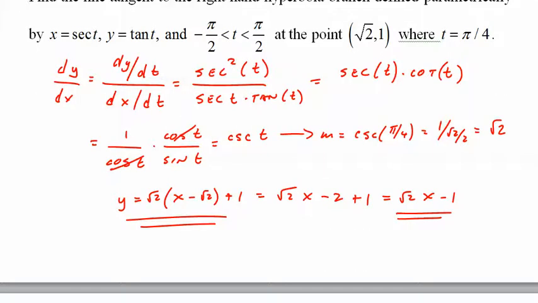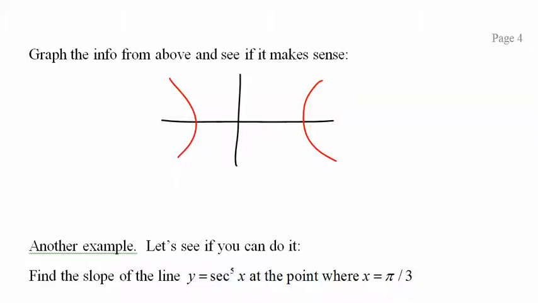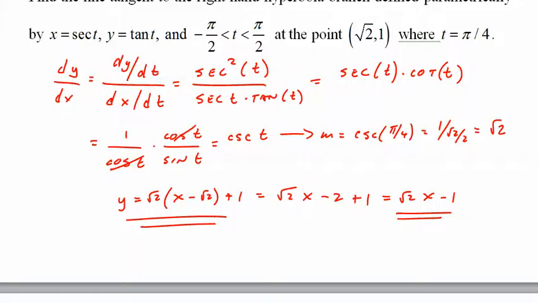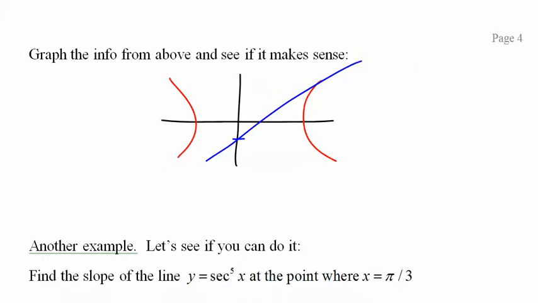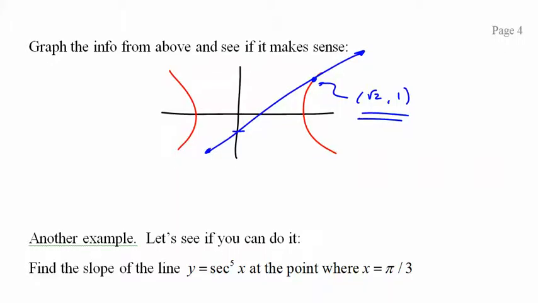Root 2x minus 1. So I have no idea because I don't have a scale on here. Root 2x is up 1.4 and over. So something like that. And that's supposed to hit the point root 2 comma 1. So out here, root 2 comma 1. So looks like it's tangent. Hard to tell. Good to graph in practice.